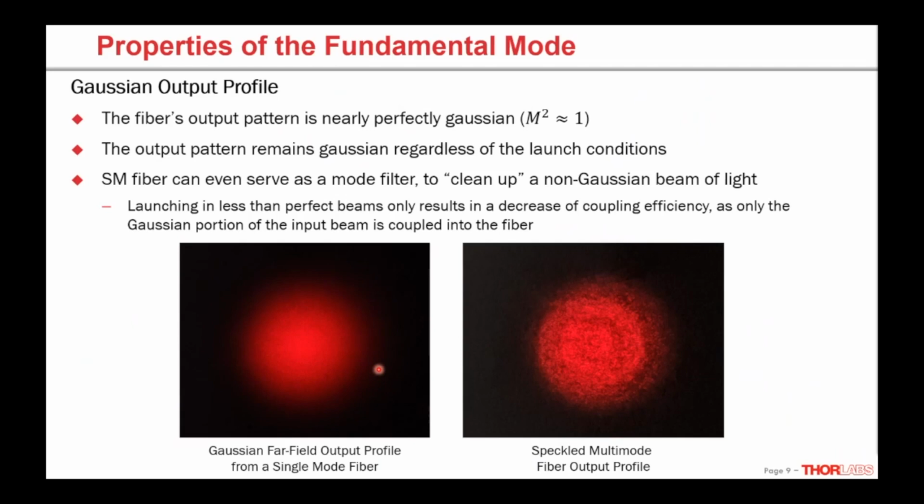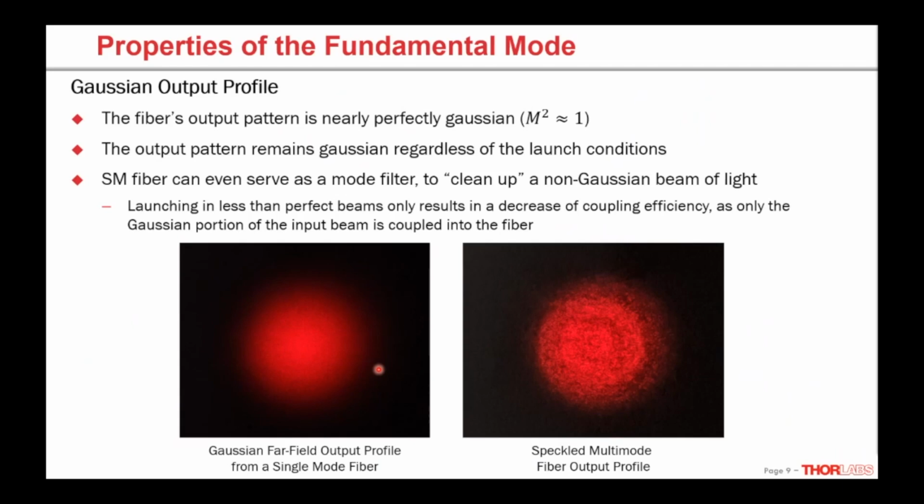In the single mode fiber, like I said, the output pattern is nearly perfectly Gaussian, and that actually remains the case regardless of the launch conditions. So if you launch a beam into the fiber that's not Gaussian, you do get a Gaussian beam out the other end, which can be a very useful property for things like a mode filter. The cost of that is, if you launch a non-Gaussian beam in, you get the Gaussian beam out, but that's at the expense of coupling efficiency.